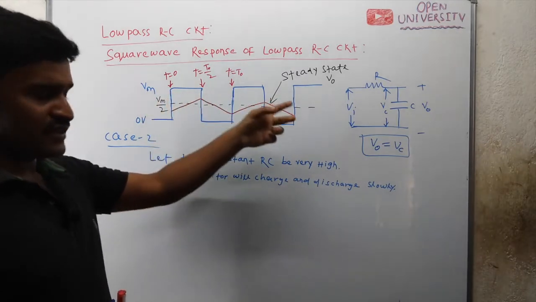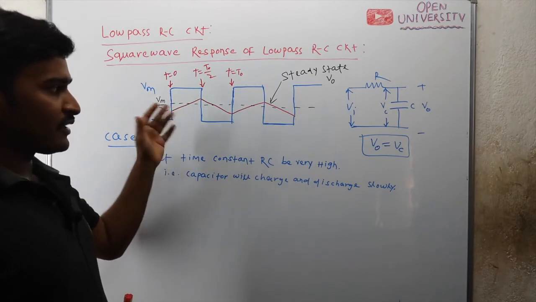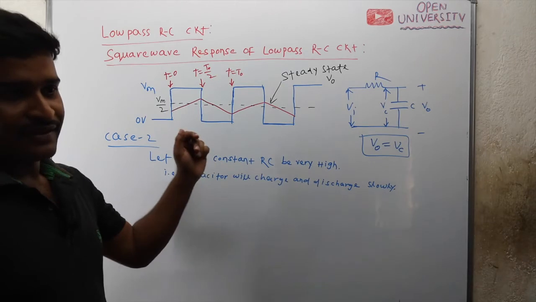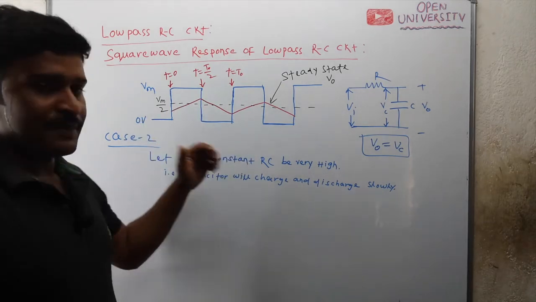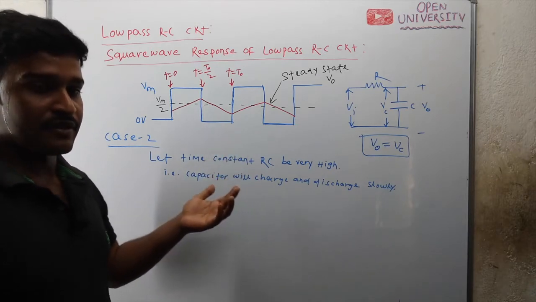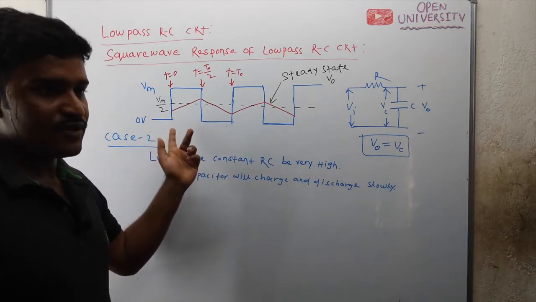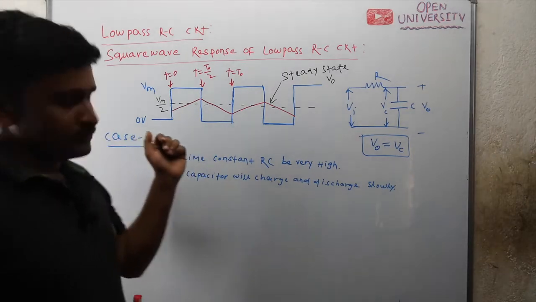So, when the time constant RC is very high, a low pass RC circuit converts a square wave signal into a triangular waveform. That means it behaves like an integrator. A high pass RC circuit behaves like a differentiator, but a low pass RC circuit behaves like an integrator when the time constant is very high. Write down this point.